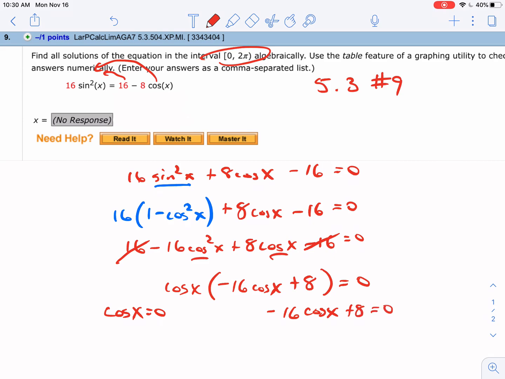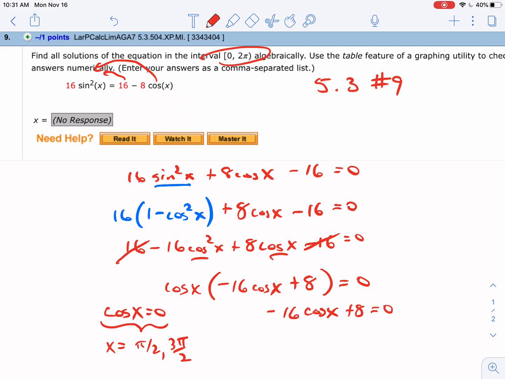So this one is just the top and the bottom of the unit circle. So this will be x equals pi over 2, and the bottom, which is 3 pi over 2, because the x is 0 at the top and the bottom.